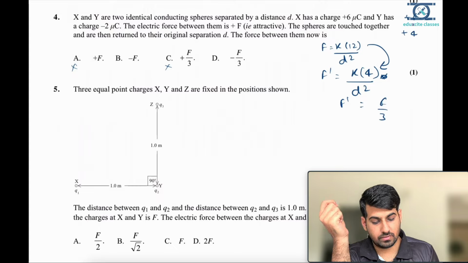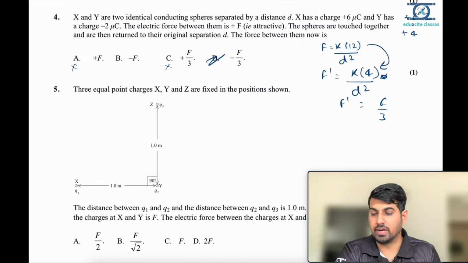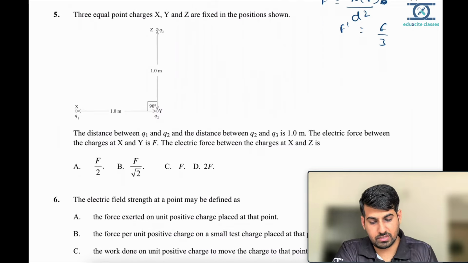So you can say F dash is F by 3, so you will get K4 upon d square, which is option minus F by 3. Okay. Now question number 5.